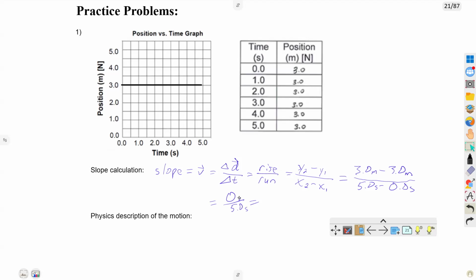And no surprise, that's going to give us a slope of 0 meters per second, which means the physics description of this is that the object is at rest. It's uniform motion, and it is zero velocity. We would say it's not moving. It's standing still.